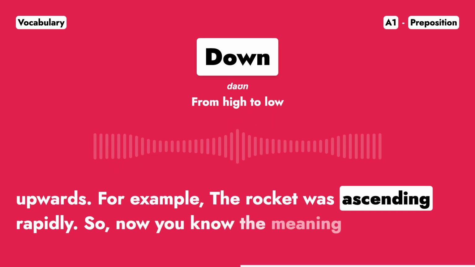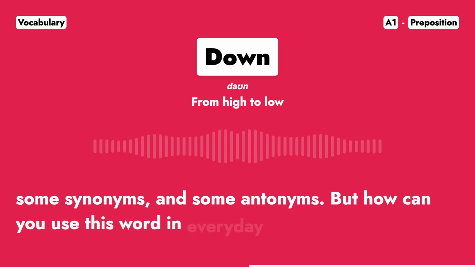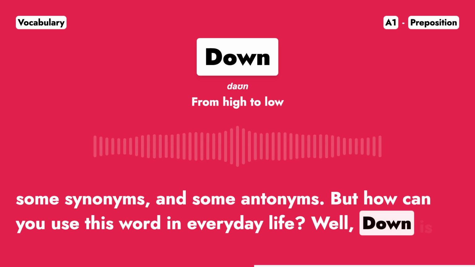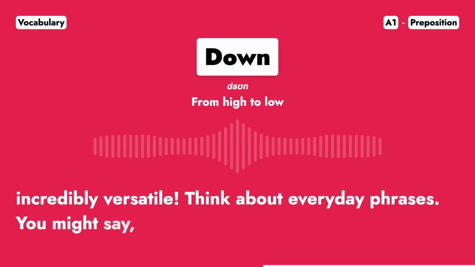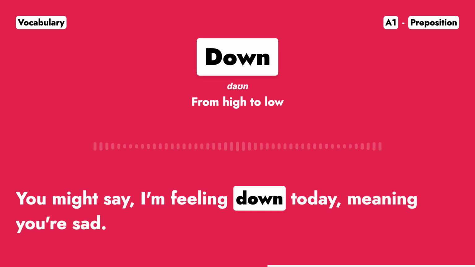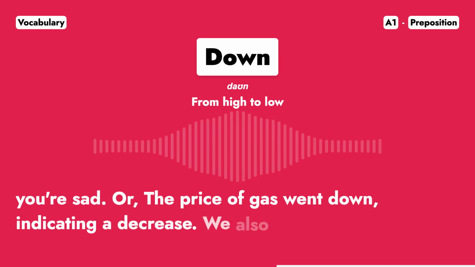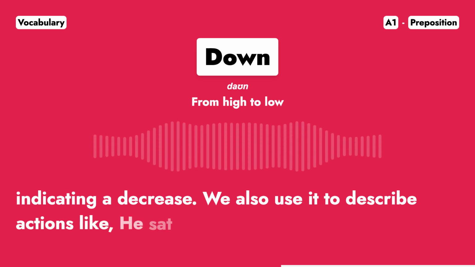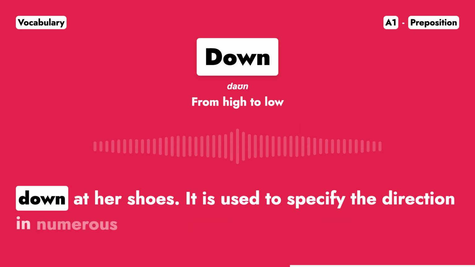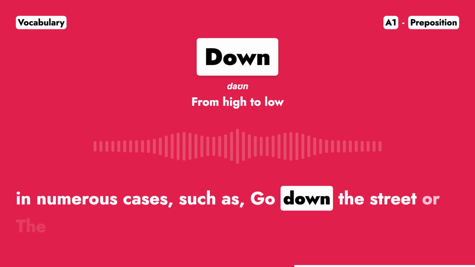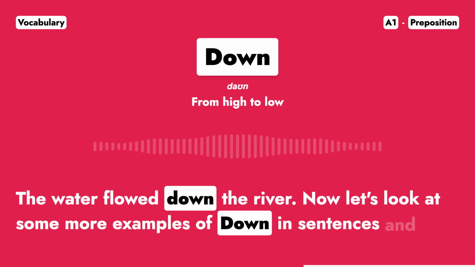So, now you know the meaning of down, some synonyms and some antonyms. But how can you use this word in everyday life? Well, down is incredibly versatile. Think about everyday phrases. You might say, I'm feeling down today, meaning you're sad. Or, the price of gas went down, indicating a decrease. We also use it to describe actions like, he sat down on the chair, or she looked down at her shoes. It is used to specify the direction in numerous cases, such as go down the street or the water flowed down the river.